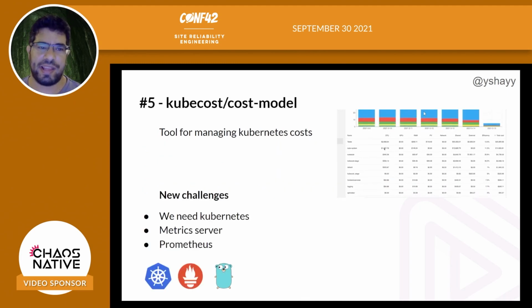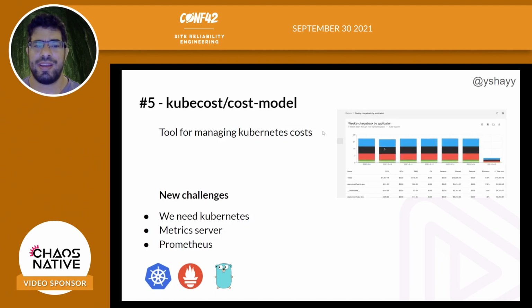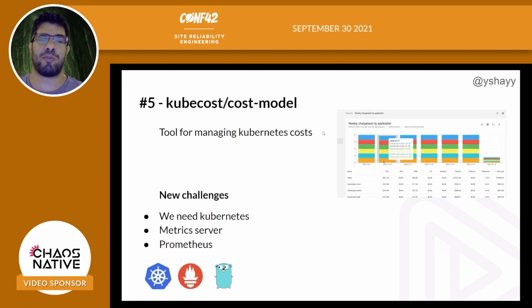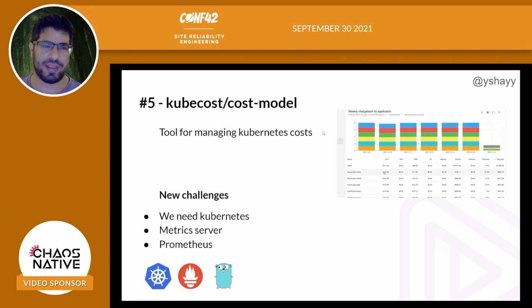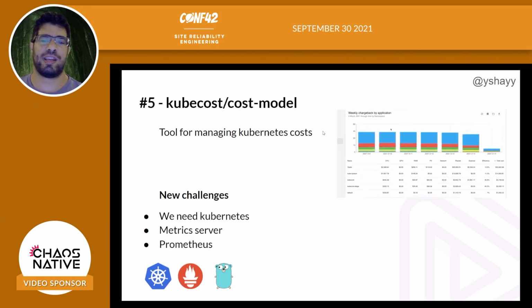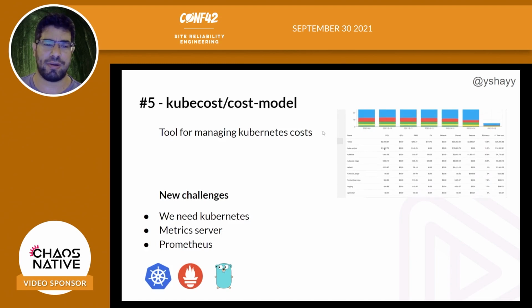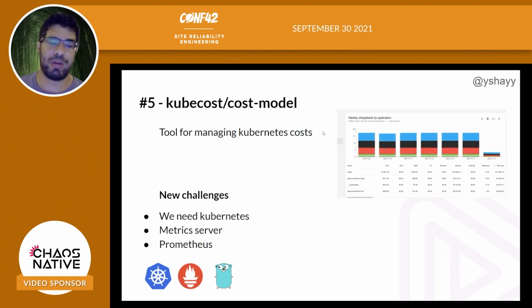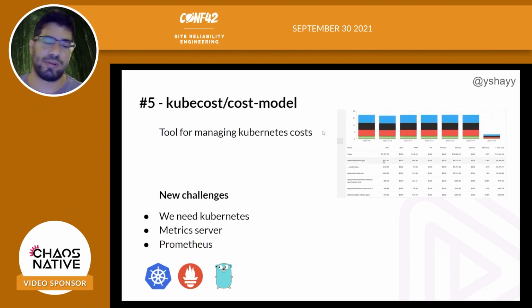And the last example I'm going to show is Kubecost. This is actually an example where we run our dev container inside a complex platform. In this case, the platform is Kubernetes, and we need to install Kubecost, which is a tool for managing Kubernetes cost. So we need a Kubernetes cluster, we need a metric server, and we need Prometheus, which is a monitoring solution.